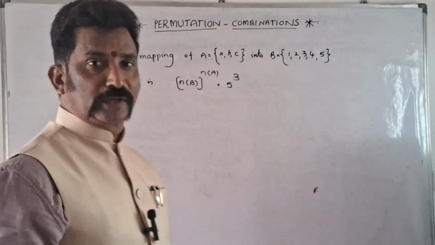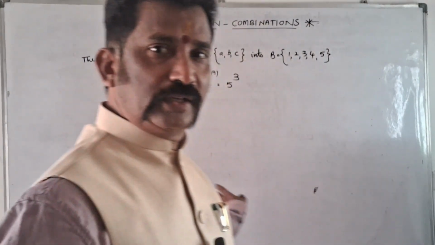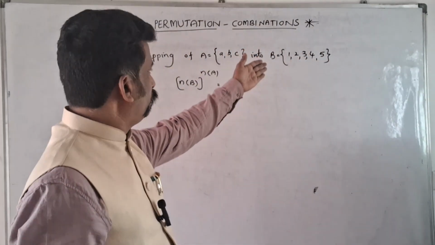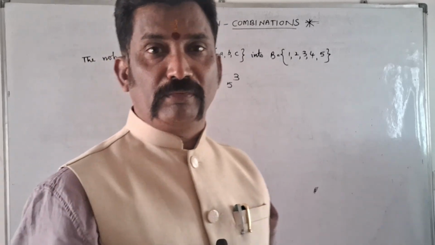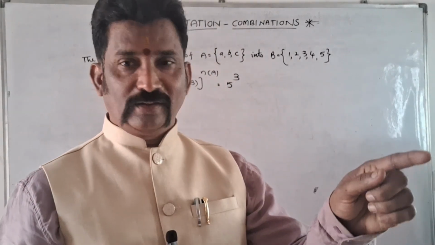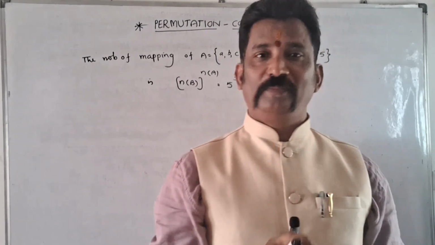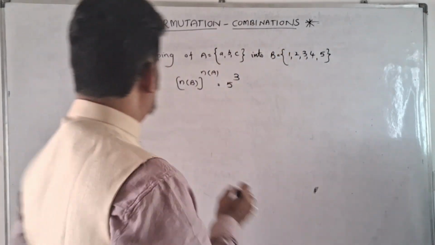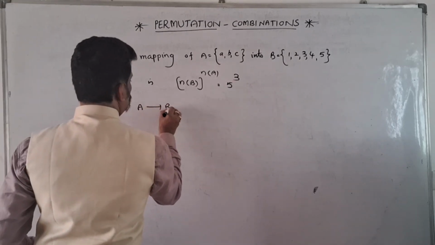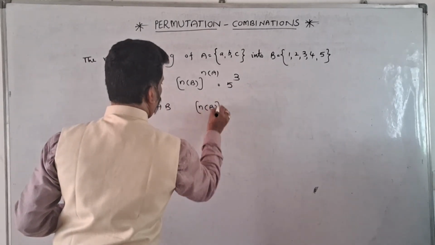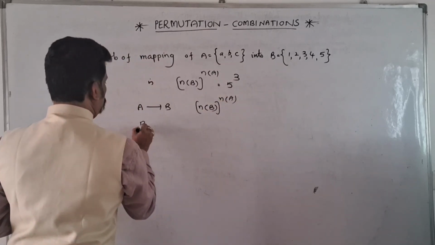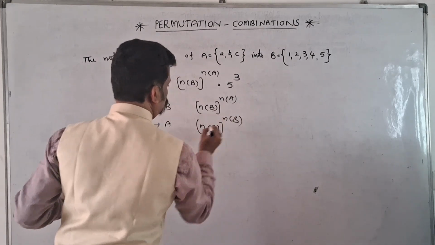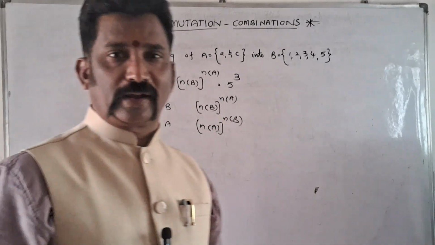The number of possible functions, especially in this question, where A is equal to the set {a, b, c} and B is equal to the set {1, 2, 3, 4, 5}, from A to B is n of B to the power of n of A. From B to A is n of A to the power of n of B. Simple, quite opposite. These two are very important for the commutative track.